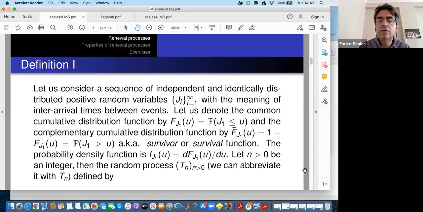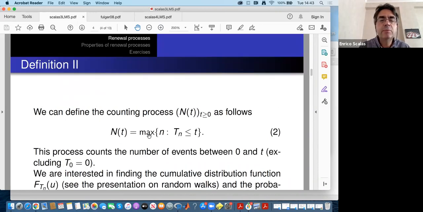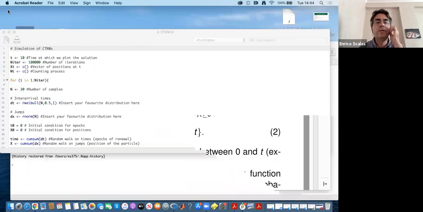Remember, the meaning of T_n is the sum from 1 to n of J_i. And the meaning of N(t) is the maximum of the n such that T_n is smaller or equal than t. And this is counting the number of events between time 0, assumed to be a renewal point, and time t, excluding the renewal point in 0. So this is counting the number of arrivals between 0 and t.